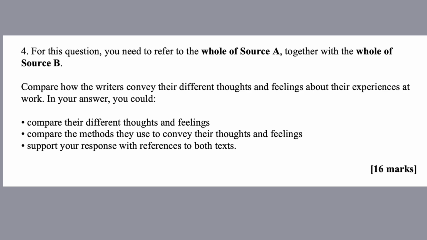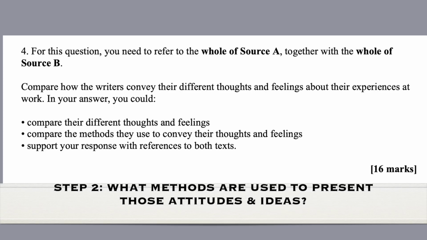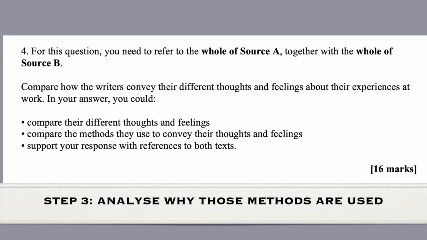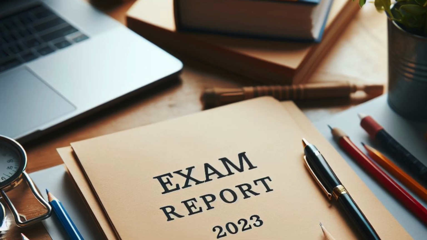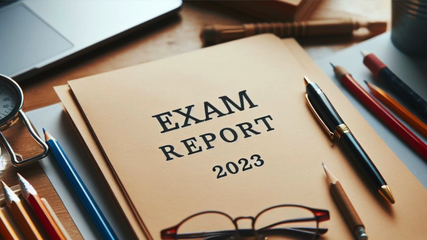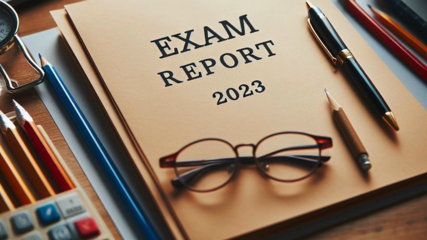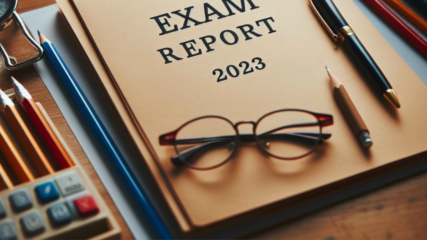But just identifying the viewpoint is not enough. One simple way to look at this question is like this. Step 1. What are the attitudes and ideas? Step 2. What methods are used to present those attitudes and ideas? Step 3. Analyse why those methods are used. Now, in the November 2023 exam report, it stated that students who didn't write about methods failed to get more than 6 out of 16 marks, so make sure you're analysing methods in this question.